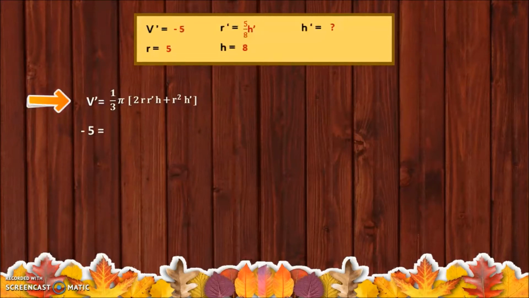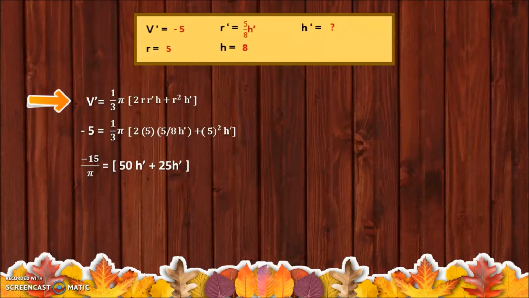We have the 1/3 pi, and then we'll have 2 times r, which is 5, times r prime, which is 5 over 8 h prime, plus r squared, which is 5 squared, times h prime. To get rid of the 1/3 pi, we're going to multiply both sides by that, so we end up getting negative 15 over pi. And then on the inside, 2 times 5 times 5 over 8 h prime is going to give us 50 over 8 h prime, plus 5 squared, which is 25, and then we just copy the h prime.